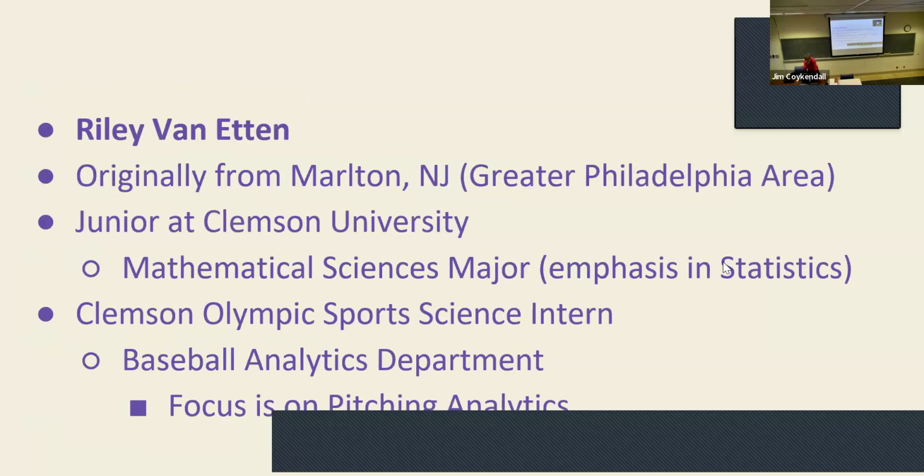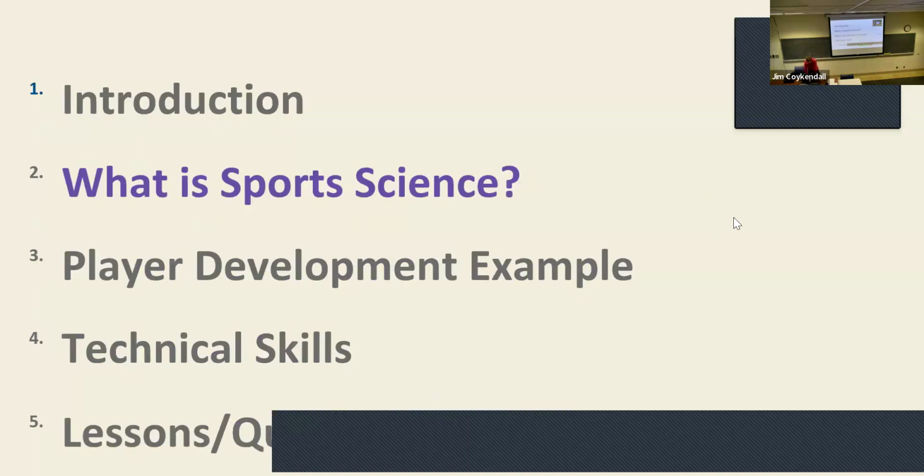Introduction. So, like I said, my name is Riley Etten, and I'm originally from Raleigh, New Jersey, which I like to refer to as the greater Philadelphia area. Currently a junior here at Clemson University, and I am a mathematical sciences major with an emphasis in statistics. Back in March, I joined the Clemson Olympic Sports Science program as an intern in the baseball analytics department, and my focus is on pitching analytics. There's two other groups. There's also hitting analytics and database management, which I can talk about if someone's interested. But yeah, enough of me. Let's get into what y'all came to learn about today.